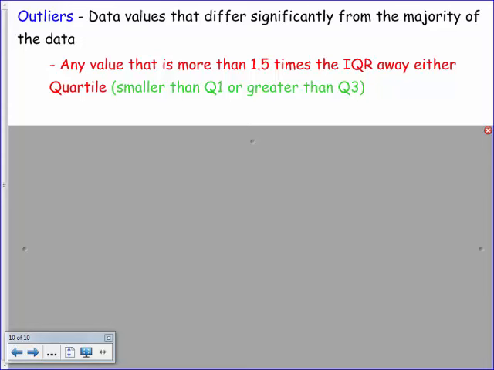And for outliers, that means values that are significantly different than the majority of the data. And what we're going to use, different statisticians will use different things, but we're going to use any value that's more than 1.5 times the IQR away from either quartile. So if it's 1.5 times away smaller than the quartile 1 or greater than quartile 3. So let's take a look.